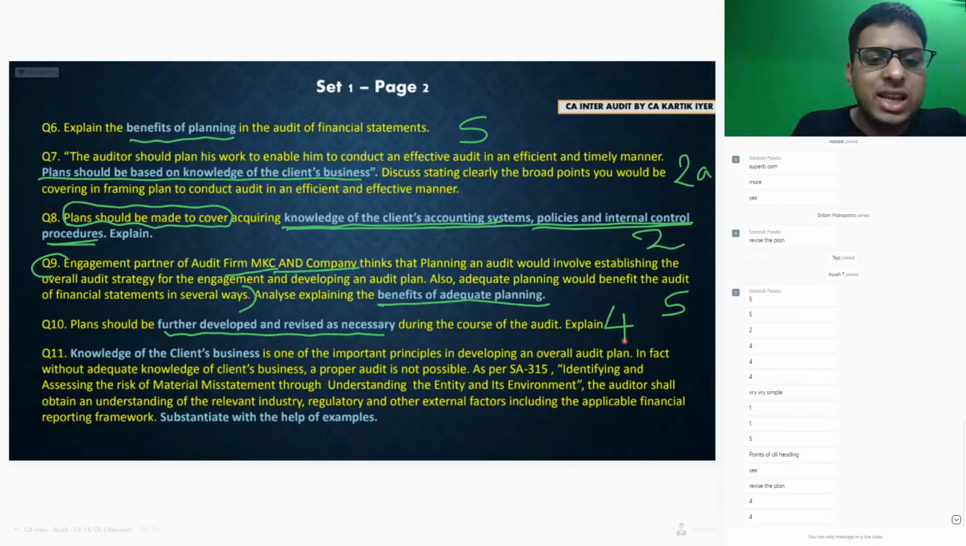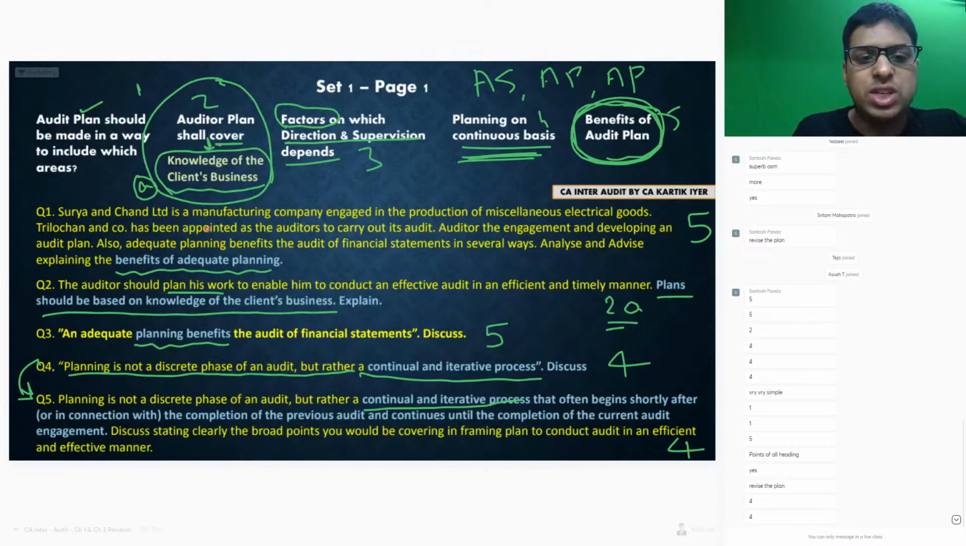Okay, Ritik, in this point, if you see our notes or any textbook, there is an answer on what all things the audit plan shall cover. It includes basically 4 main points. First, knowledge of client's business. Second, internal controls. Third, audit procedures. And at the end, you have coordination. So these are the 4 points. Simple, easy to understand.